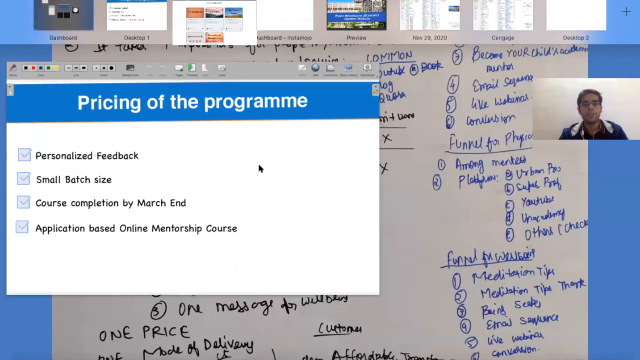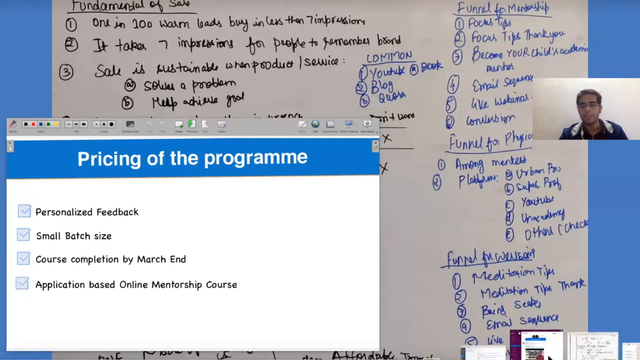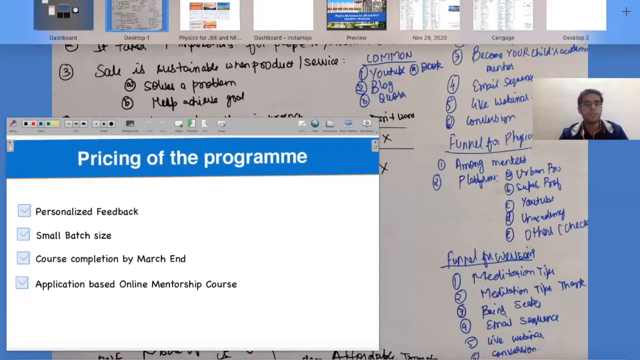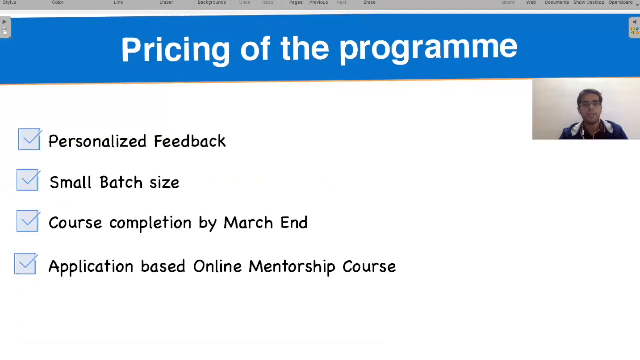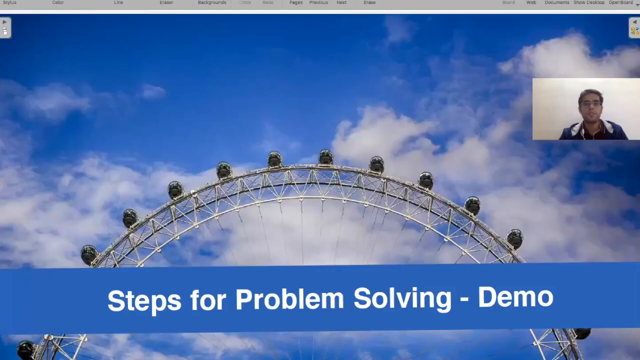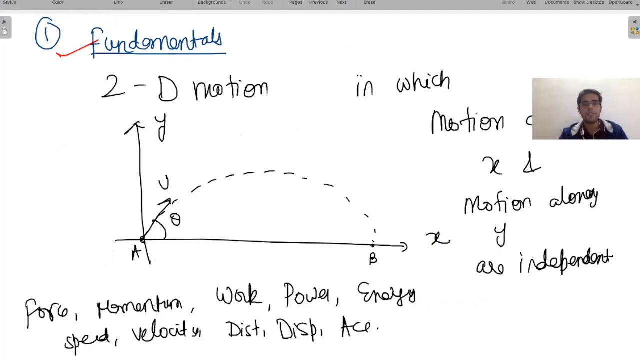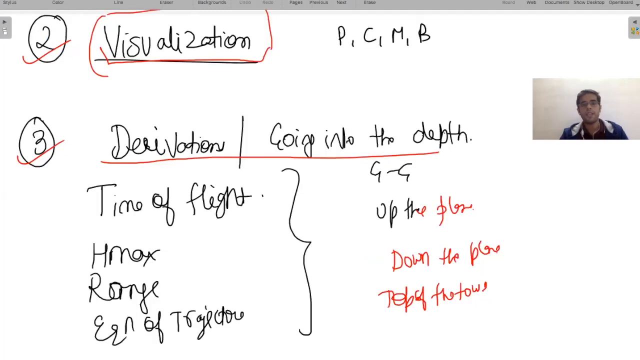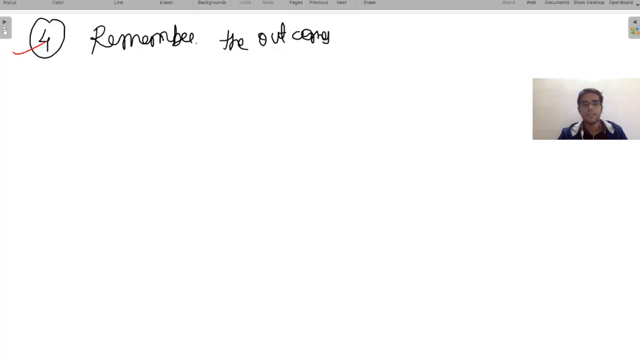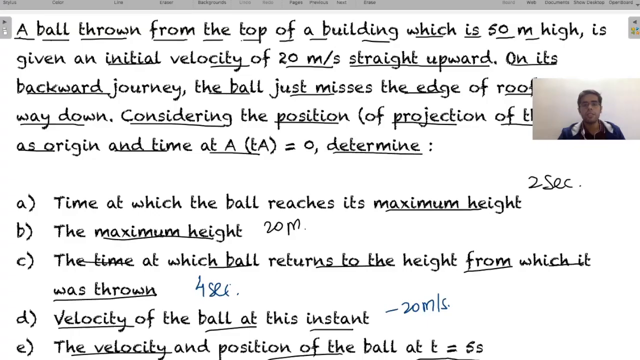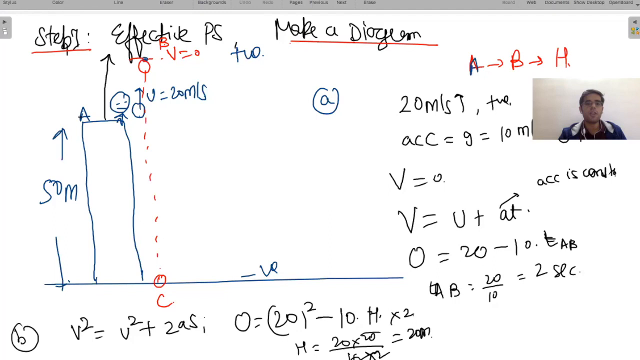Please follow these points, make these points your living experience, that you will always focus on fundamentals. You will always try to visualize. You will always go into the depth, practice derivations, and you will remember the outcomes. For problem solving, always read the question effectively, and then make the diagram. If that is not given, if it is given, copy the diagram, decide on the right concepts, do the calculations, and then mark the right answer.